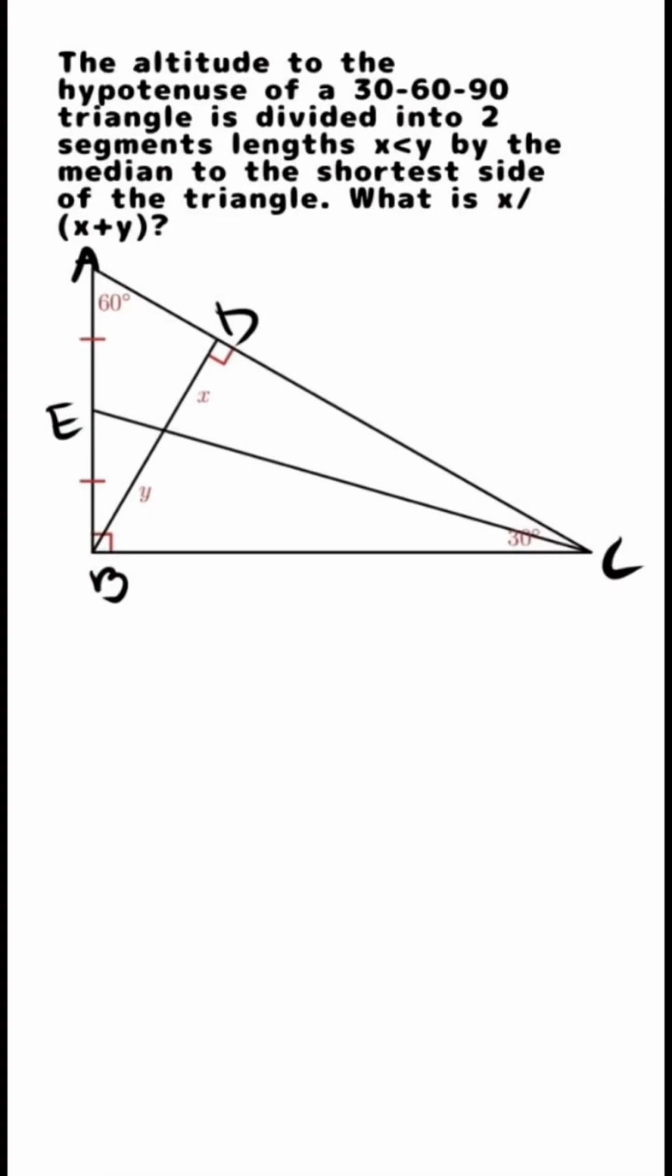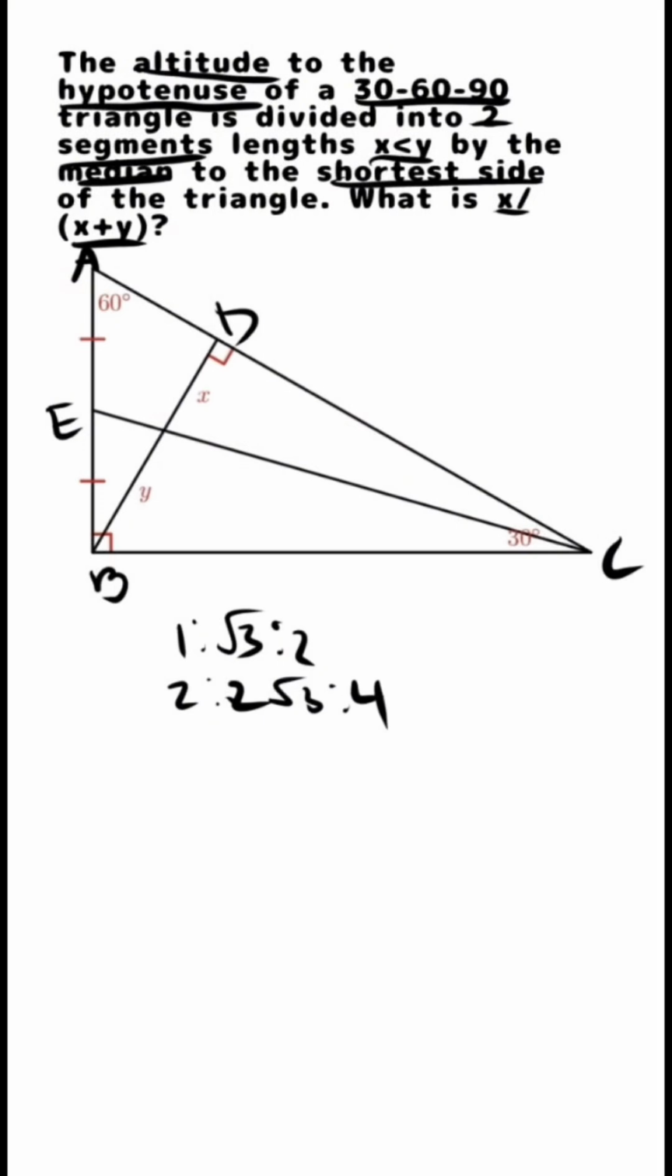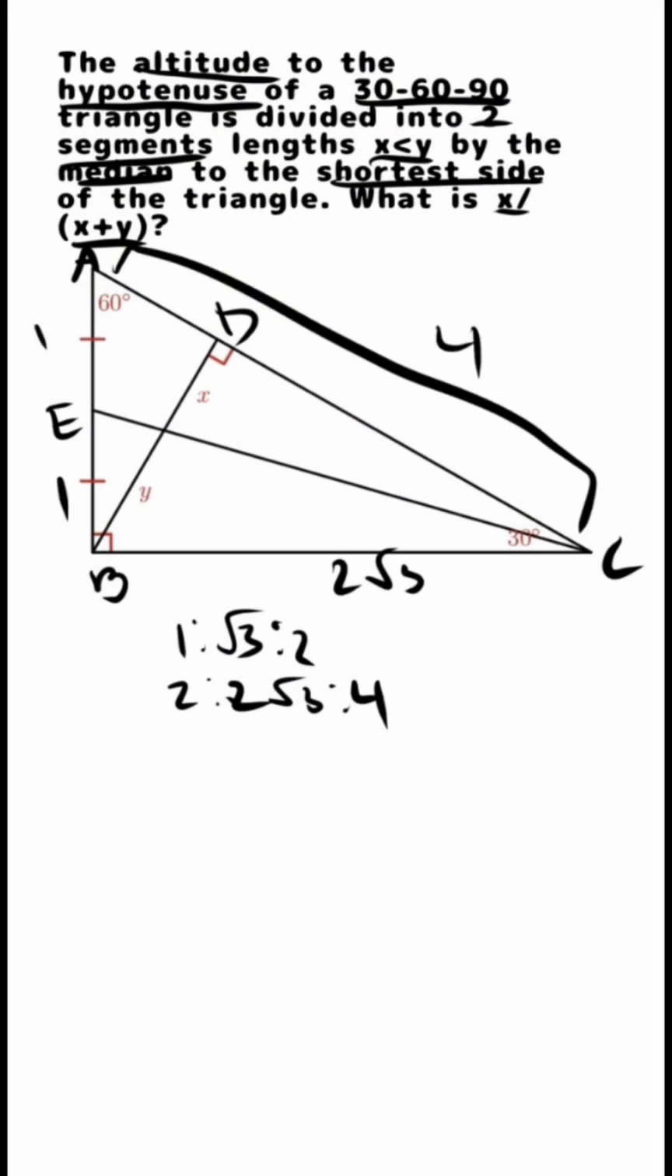Problem 13. The altitude to the hypotenuse of a 30, 60, 90 triangle is divided into two segments, length x less than y, by the median to the shortest side of the triangle. What is x divided by x plus y? The ratio for the sides of a 30, 60, 90 triangle is 1, square root 3, 2, and multiplying this by 2, we get 2, 2 square root 3, 4. Because triangle ABC is a 30, 60, 90 triangle, the problem is only asking us for a ratio. Without loss of generality, we can assume 2, 2 square root 3, 4 are the side lengths for ABC.